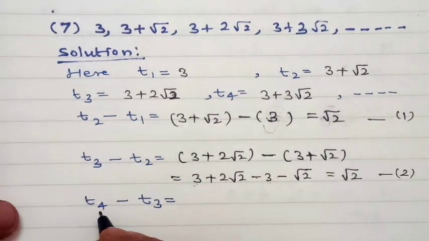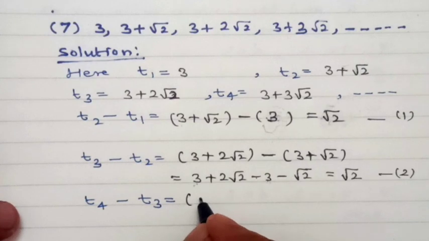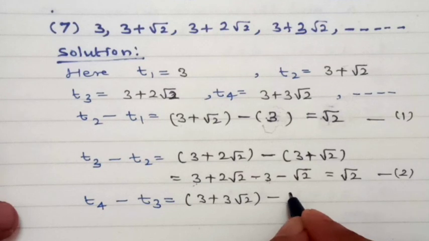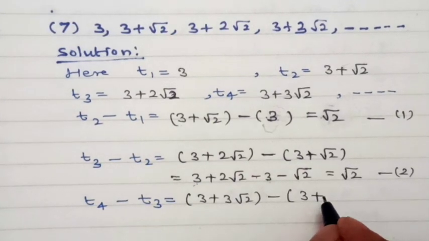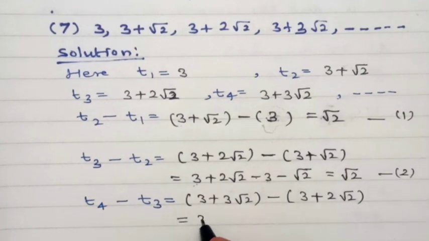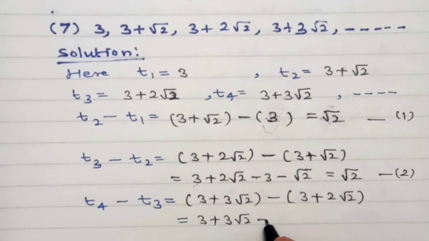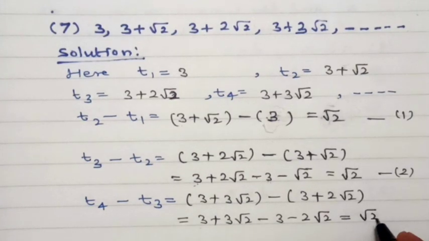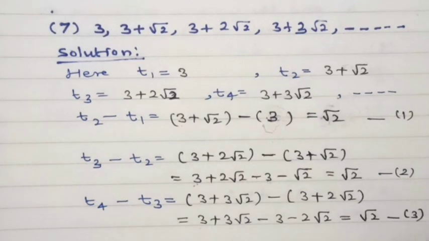Similarly, t4 minus t3. Write t4, which is 3 plus 3 root 2 minus t3, which is 3 plus 2 root 2. Open the bracket. 3 plus 3 root 2 minus 3 minus 2 root 2. And here this again minus 3 cancels with 3. 3 root 2 minus 2 root 2 gives you root 2, which is your third.